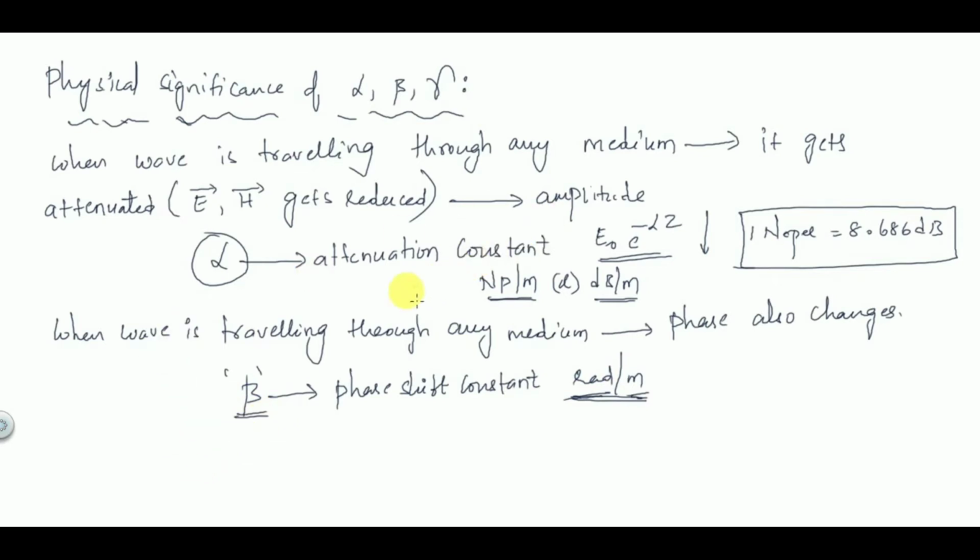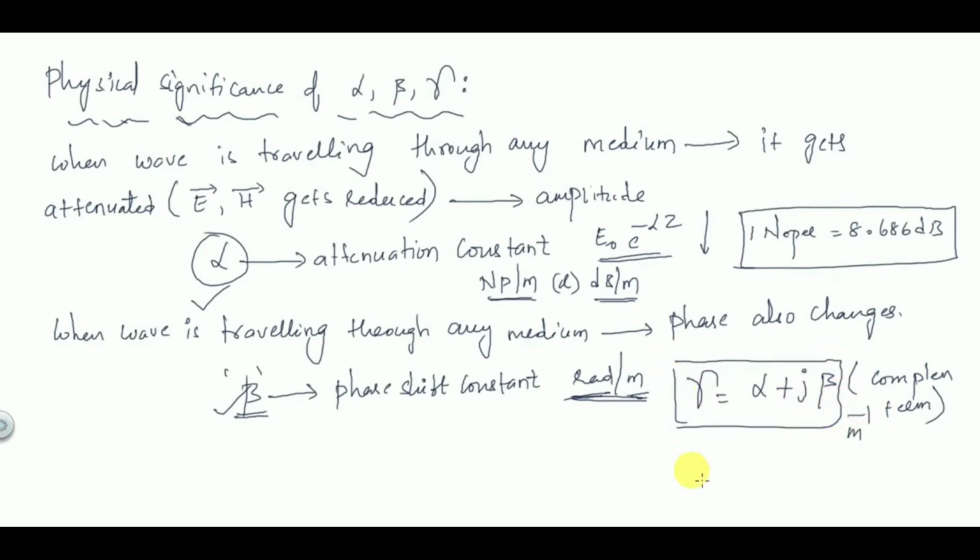So this is the significance of alpha and beta. Gamma is the combination of both. When a wave is propagating, you have both the attenuation constant and the phase shift constant. So gamma is equal to alpha plus j beta. It is a complex term. Its units are per meter. That is why this is called the propagation constant.